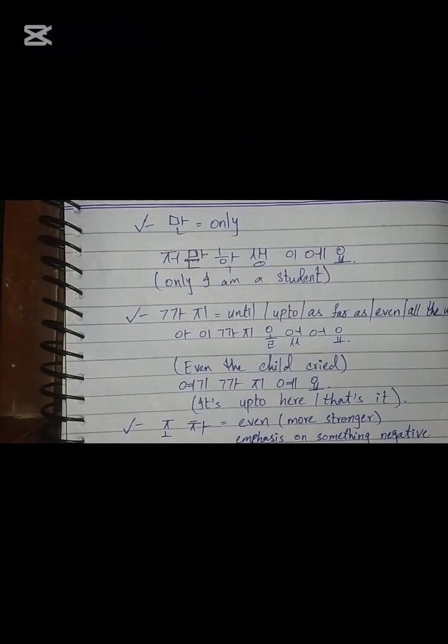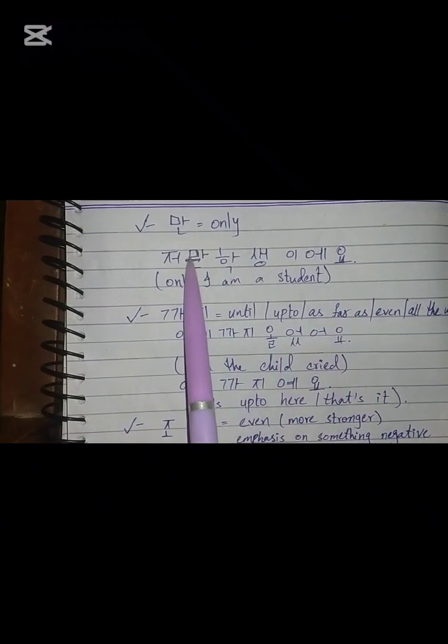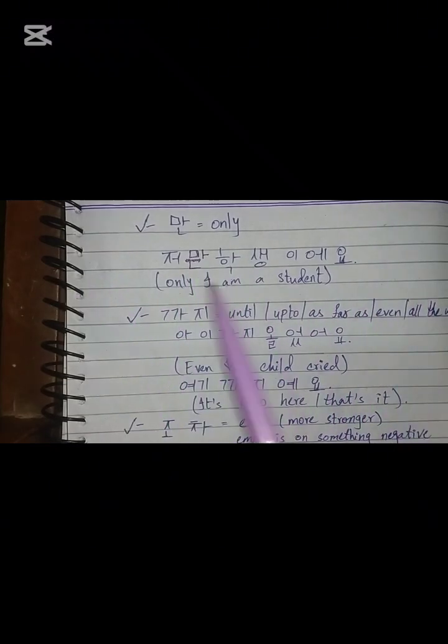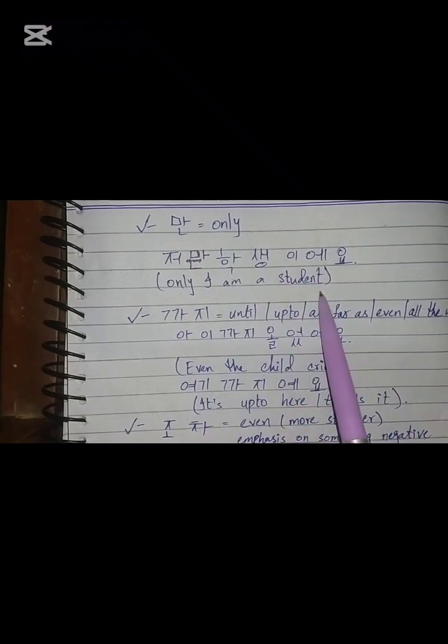Whenever we want to say only, we use 만. So if you see the example over here, 저만 학생이에요. Only I am a student. Ignore this one, I just needed to write 만. So 저 is basically I, and 만 is only. 학생이에요 is student in Korean. Only I am a student, alright? I hope it is clear to you guys.